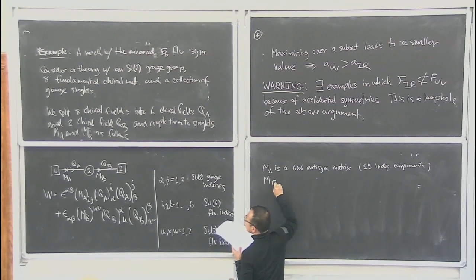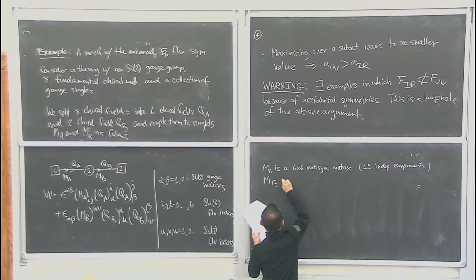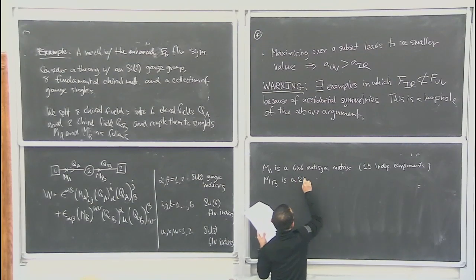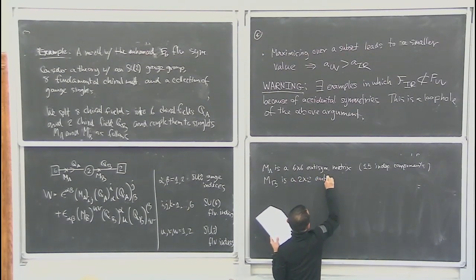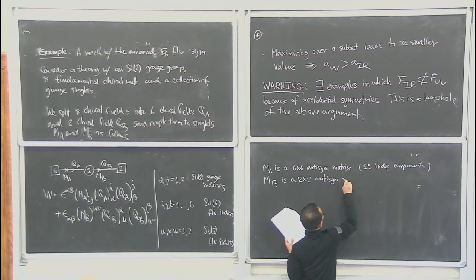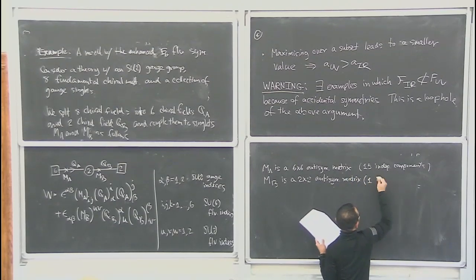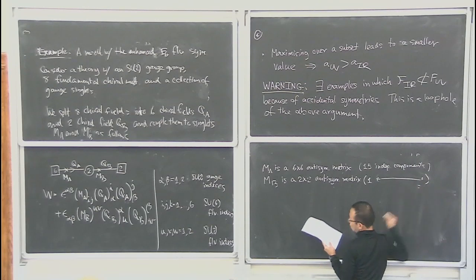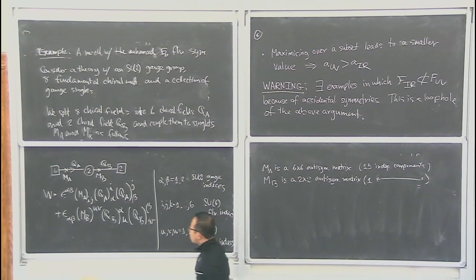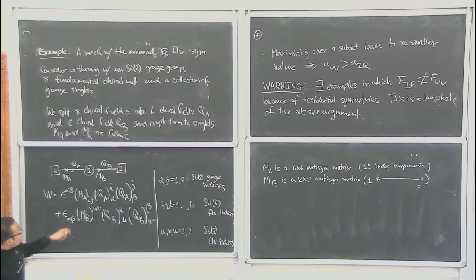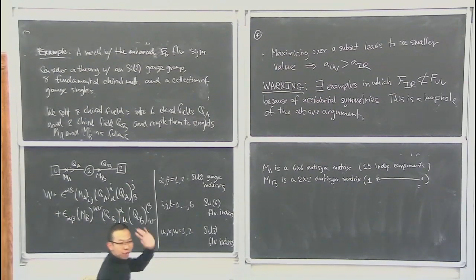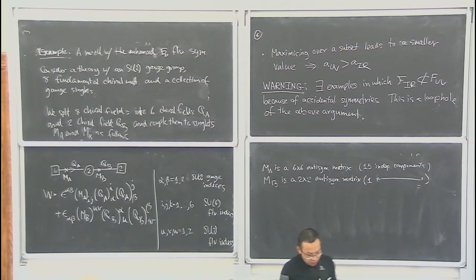MB is the 2 by 2 anti-symmetric matrix, so it has one independent component, okay? Now some of you, if you read recent papers, might know that some people call MA and MB flipping fields, but we don't have to know the name for now.